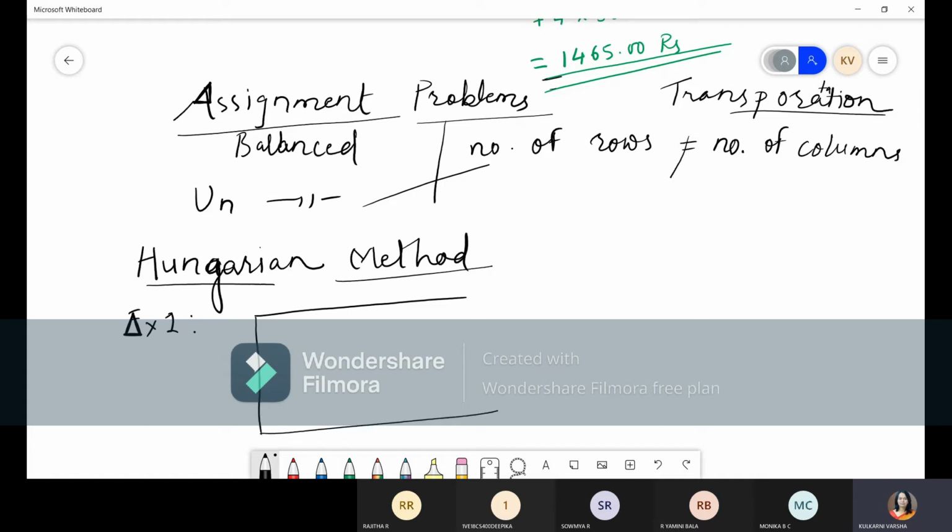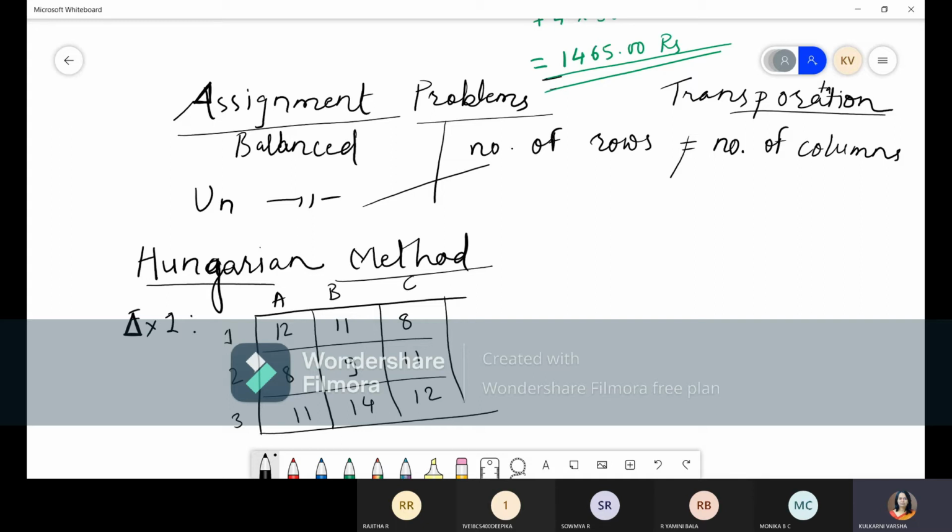Our examples require these matrices, so we should be fast in drawing the matrices at the time of the exam also. So we have this: 12, 11, 8, 8, 9, 11 and 11, 14, 12. The rows are 1, 2, 3, and the columns are A, B, C.